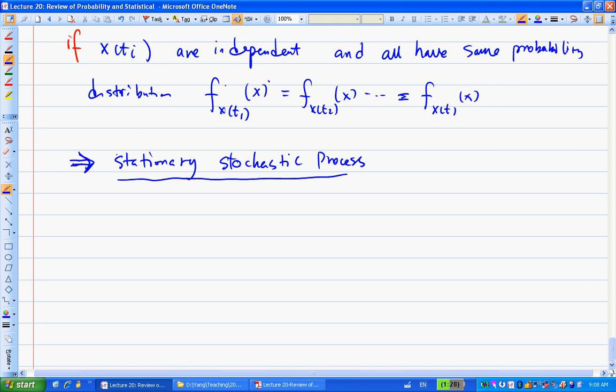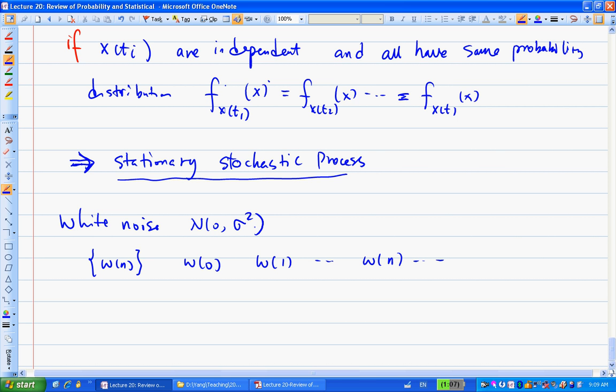Now let's come to white noise. Let's talk about white noise. Let's use this symbol here. I have a sequence of numbers, W of n. So what do I have? I have W of 0 here, W1 here, and W of n here. You can use MATLAB to generate a white noise sequence, with zero mean and a certain variance.